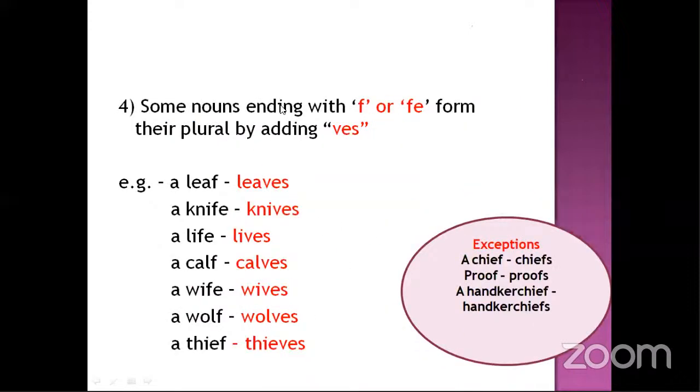The next one is some nouns ending with F or FE letters form their plural by adding VES. Yes, now what happens to this type of nouns? A leaf. Now what is the last letter? F. So when we are converting this type of nouns into plurals, we have to cut this F letter and add VES. Okay. And also the second one, a knife.